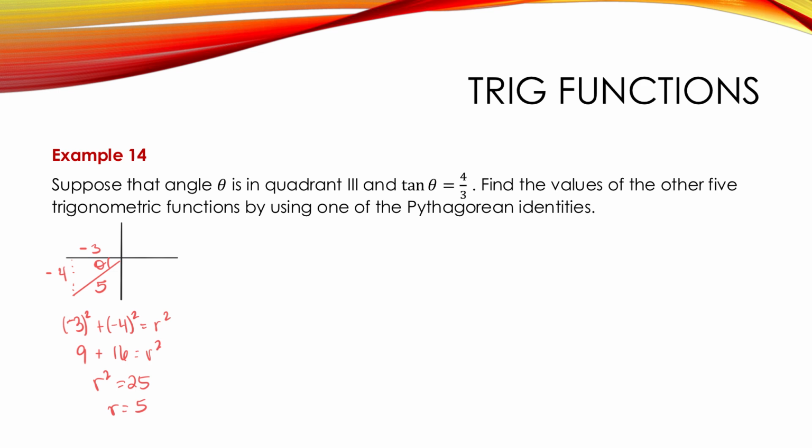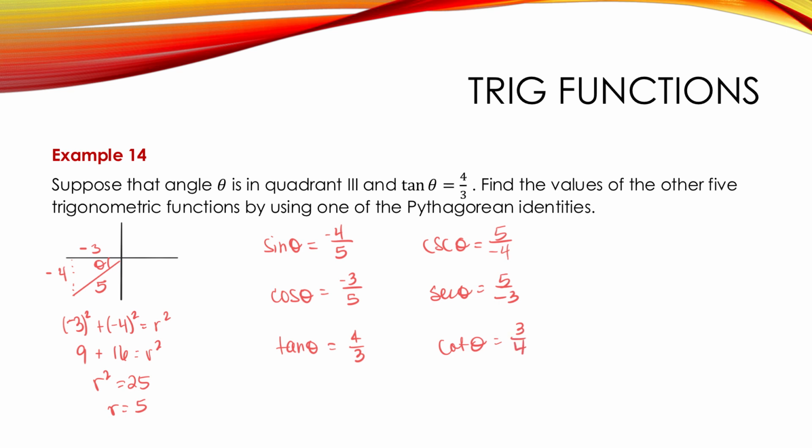So we got there. Now we know our sine theta then, and no roots this time, which will make you very happy, I'm sure. Sine is opposite, so -4 over hypotenuse, which is 5. Cosine is adjacent, -3 over hypotenuse, which is 5. Tangent was already given, opposite over adjacent is 4/3. Cosecant of theta would then be 5 over -4. Secant of theta would be 5 over -3. And cotangent of theta would then be 3 over 4.